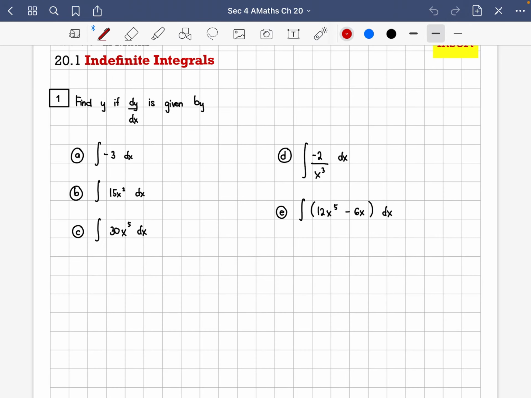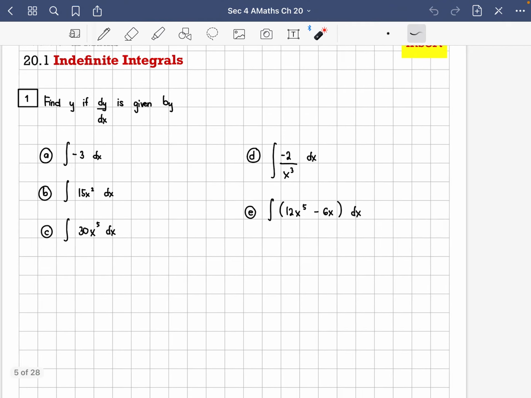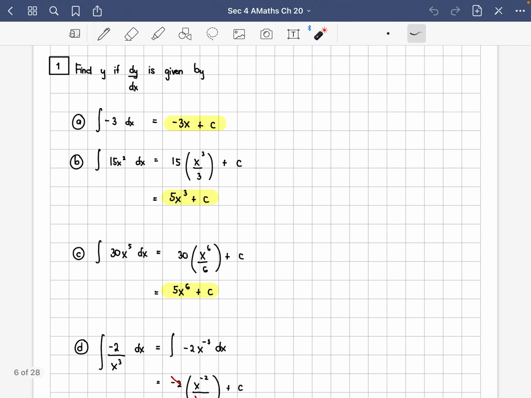Okay, so let's have this set of questions here. For letter A, what is the antiderivative of negative 3? And then for letter B, what is the antiderivative of 15x squared? And then for letter C, what is the antiderivative of 30x raised to 5? Okay, so let's answer A, B, C first.